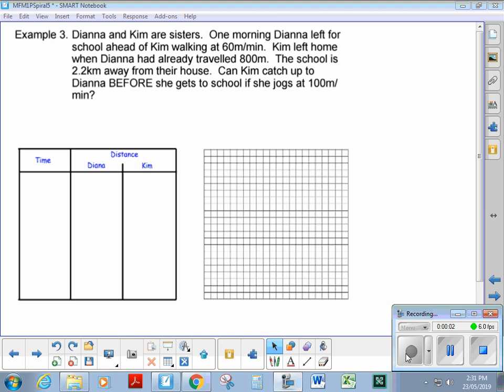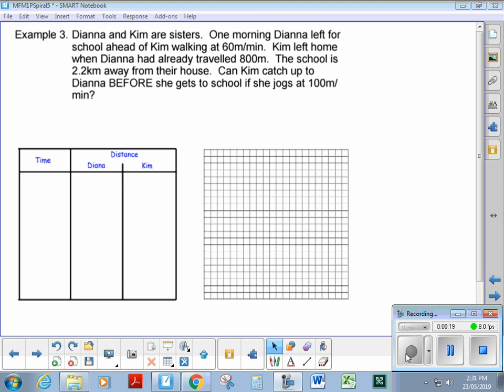Hello and welcome back. Let's finish off this last example. So Diana and Kim are sisters. One morning, Diana left for school ahead of Kim, walking at 60 meters a minute. Kim left home when Diana had already traveled 800 meters.